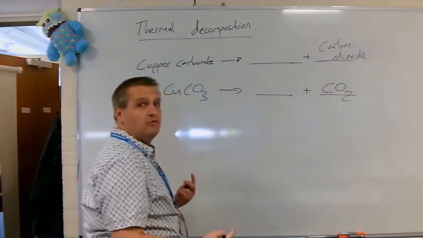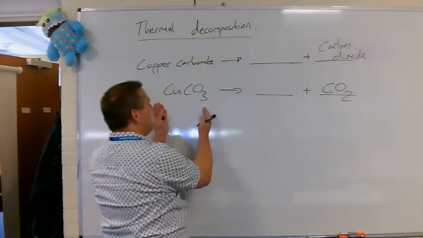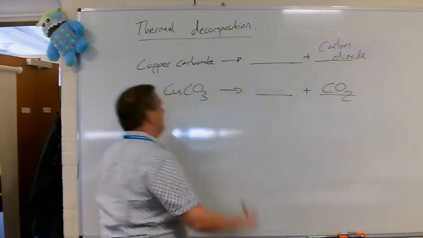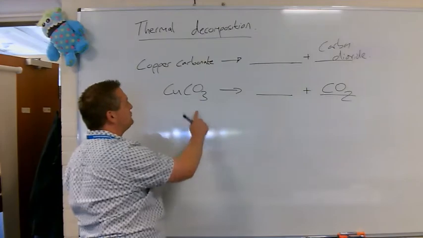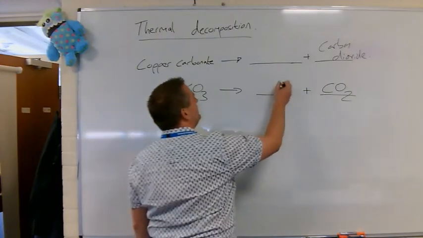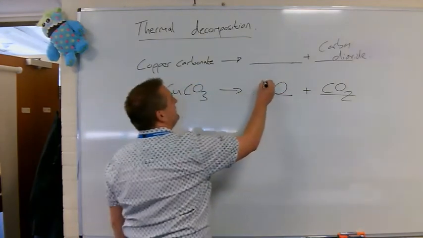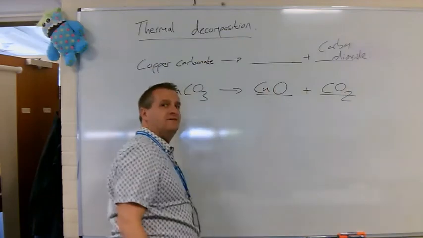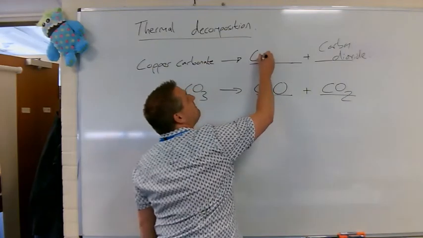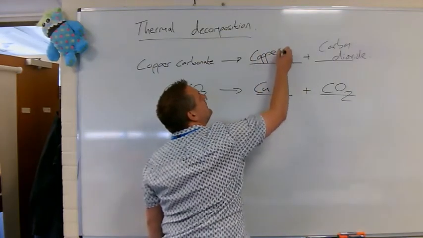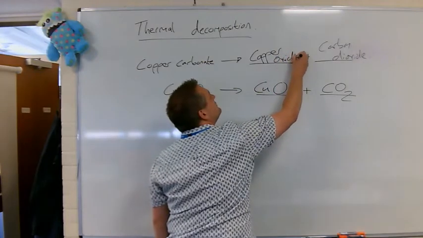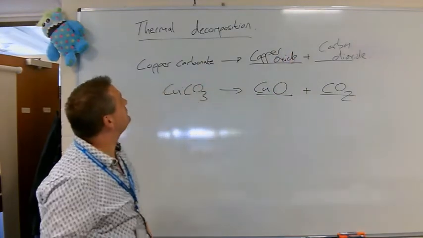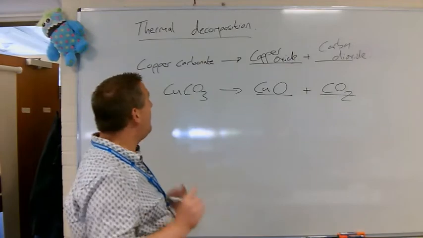I can now apply my rules of chemistry. If I start with those atoms, I've got to finish with those atoms. I've used up the carbon, I've used two of my oxygen, still got oxygen left, and I've got a copper left. Copper and oxygen is, of course, copper oxide. That was the black powder that I was creating. So, there is the full equation for the thermal decomposition of copper carbonate.